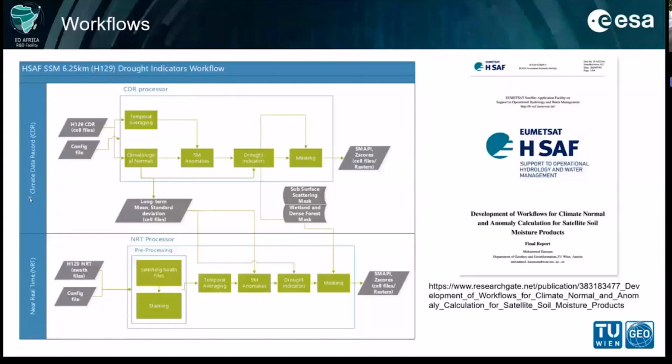I would like to refer here to a very nice report written by our colleague Muhammad Hassan, who did an associate scientist study for the EUMETSAT H SAF, where he shows how to develop workflows for climate normal and anomaly calculations for satellite soil moisture products. Again, I recommend going to that report, which is also provided here on ResearchGate.